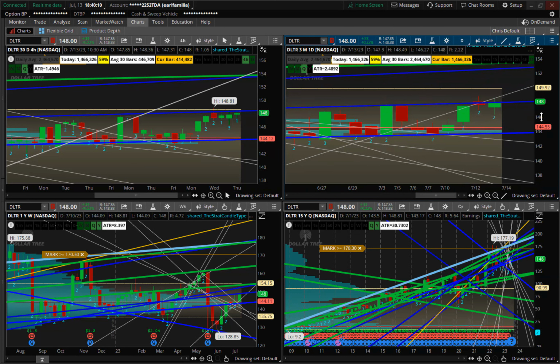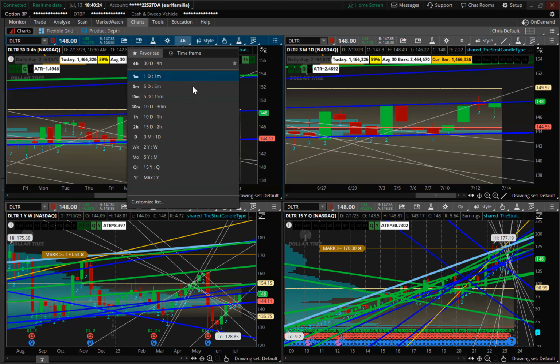Yeah, so yep, looks like Dollar Tree hit a daily broadening formation today. So that's what caused price to retrace. Well, actually, no. So let me go to a smaller time frame.